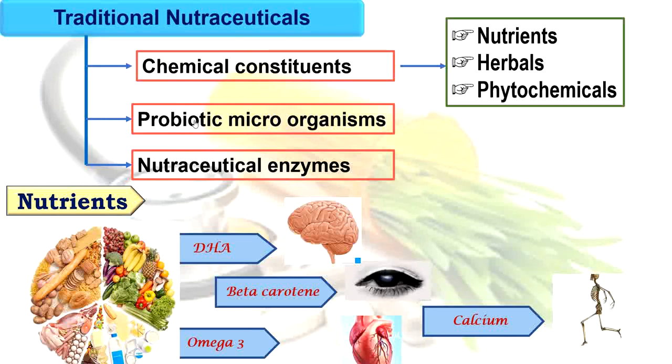For example, you take DHA, beta carotene, calcium, omega-3 fatty acids. Each has a unique function in our body. DHA is very essential for brain function and beta carotene is very good for eye health, and omega-3 fatty acids promote heart health, and calcium is very important for the bone. So each nutrient has a unique medical function inside our body. So these nutrients come under the traditional nutraceuticals.